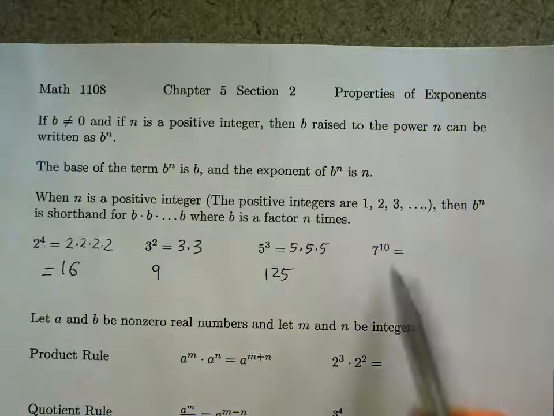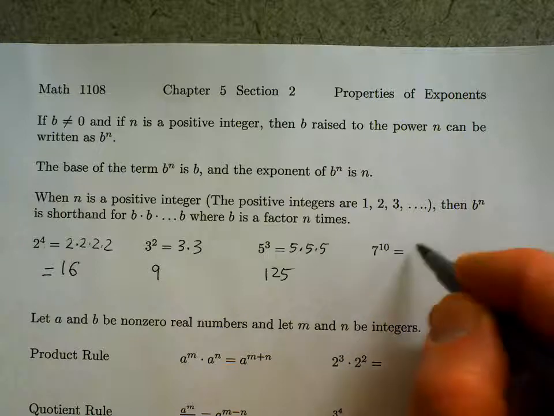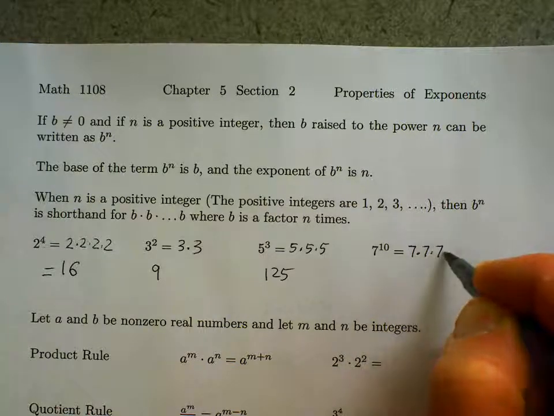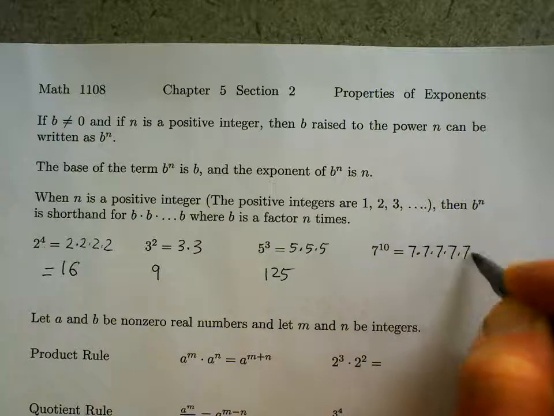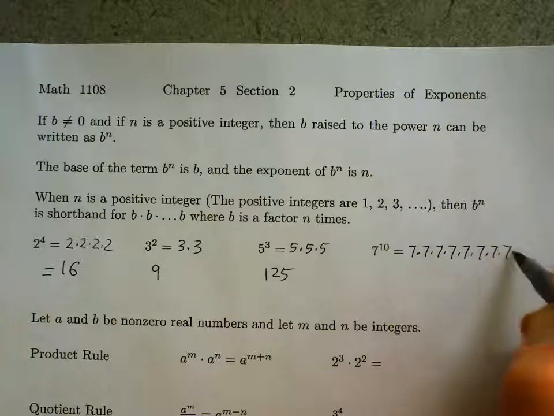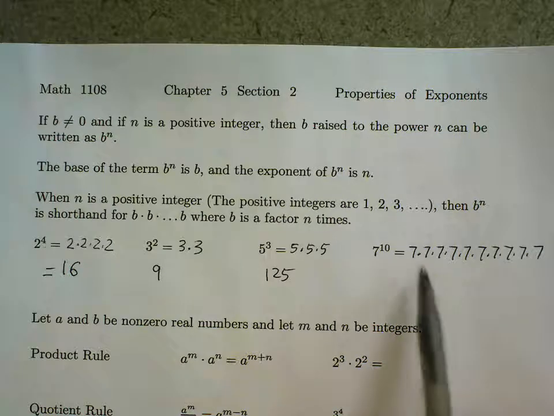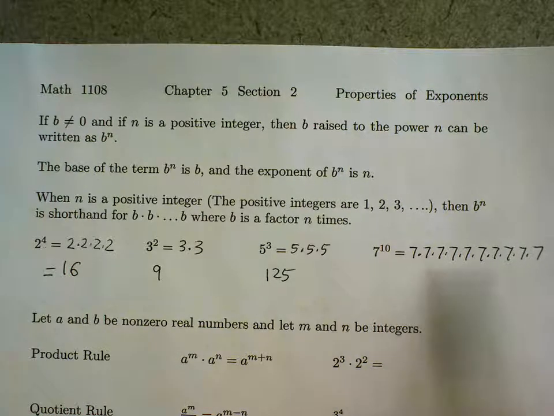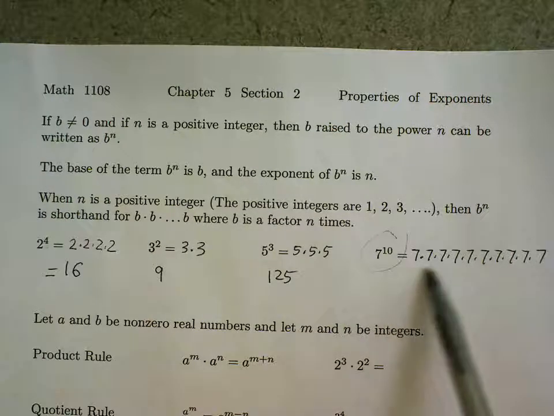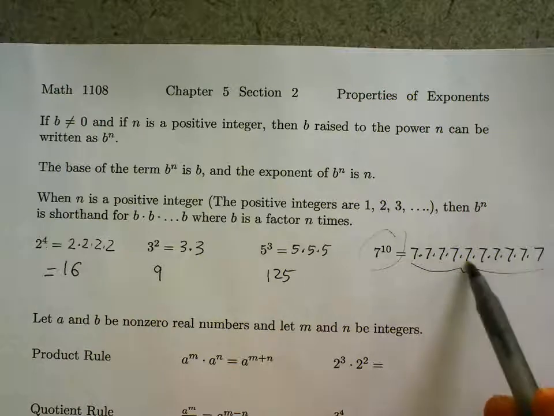Okay, then 7 to the 10th. 7 to the 10th means 7 times 7 times 7 times 7 times 7 times 7 times 7 times 7 times 7 times 7. I'm not going to do that one, but this is what 7 to the 10th means. The factor of 7 appears 10 times.